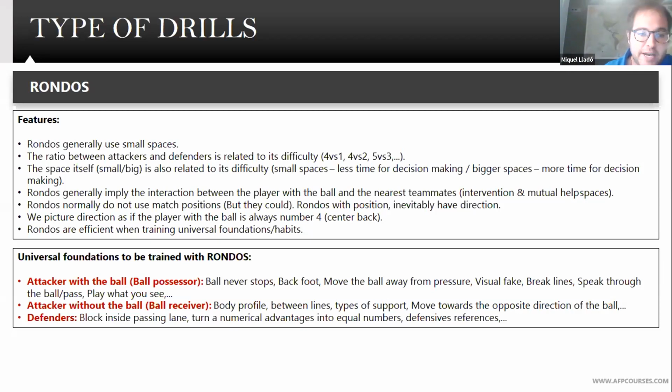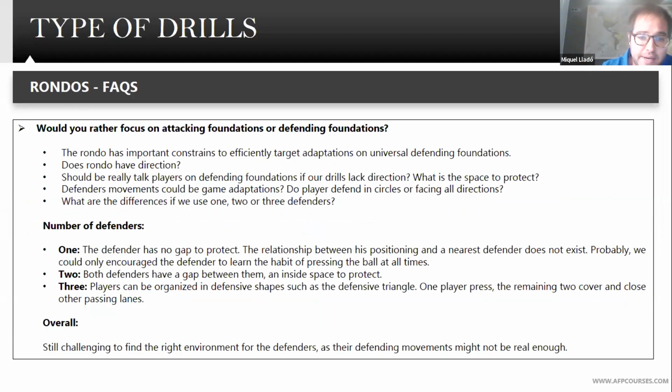And for defenders, there would be concepts such as block inside passing lanes, turn numerical disadvantages, sorry, not advantages, disadvantages into equal numbers. Obviously a 4v2 or a 5v3 is a numerical disadvantage, but maybe defenders pressing in some way can turn this situation into a 3v3 and eliminate two of the attacking players. This will be done by the correct shape of the defending players. So there are many things, but mostly all of them individual foundations.